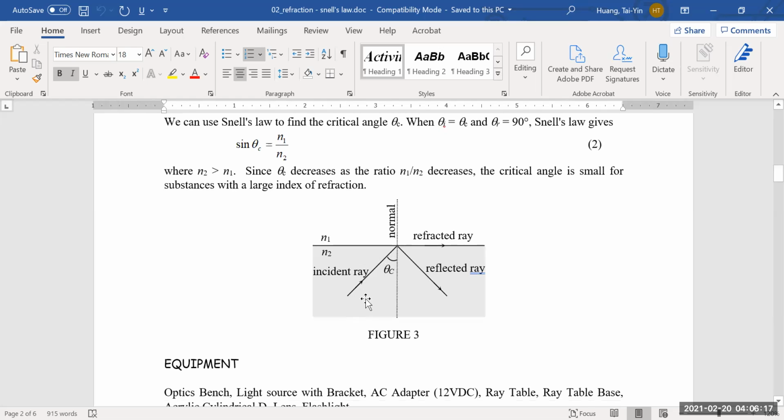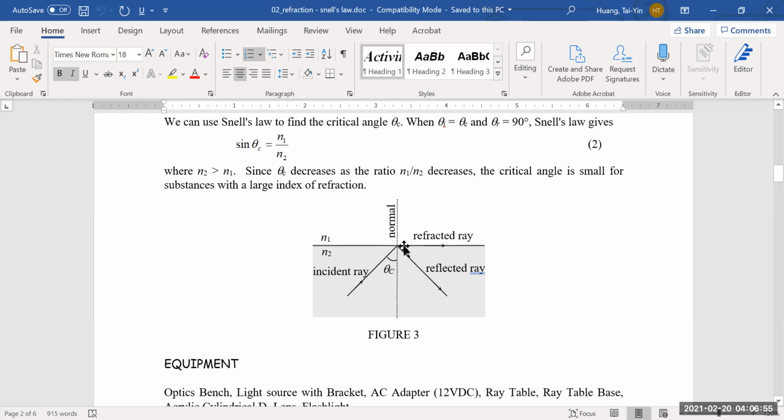Again, we're going to assume that n2 here is greater than n1, so the light source is in a material that has a higher index of refraction. We have the incident light ray, and this is the normal as a reference. This is your theta, which we will call theta i, the angle of incidence. You can adjust the angle of incidence. When the angle of incidence is equal to the critical angle, we find that the refracted ray is going to propagate along the interface.